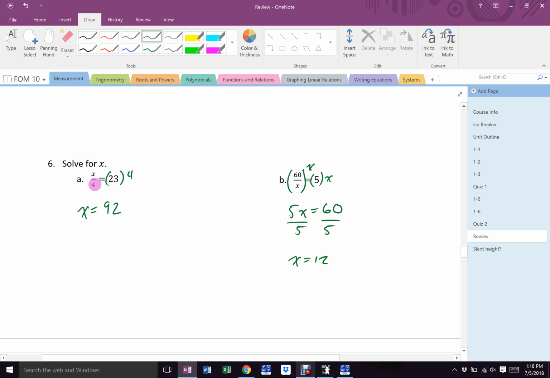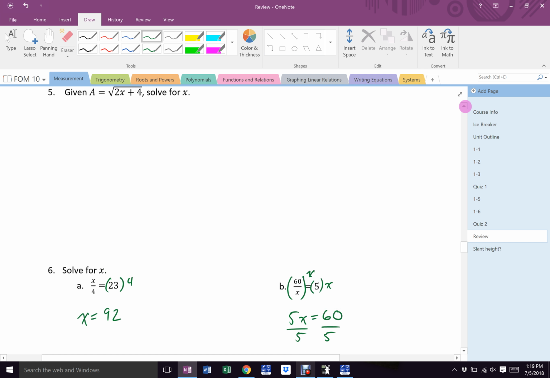Now you should right away see a shortcut. When the number's on the bottom, what did we do? Multiplied. 4 times 23. When the number was on the top, what did we do? We ended up doing 60 divided by 5. Does everybody see? It's a quick and easy shortcut. This is what you're actually doing, though. Is everybody good? Or do I need to assign a page of algebra? Please say no. Everyone can do algebra? Great.